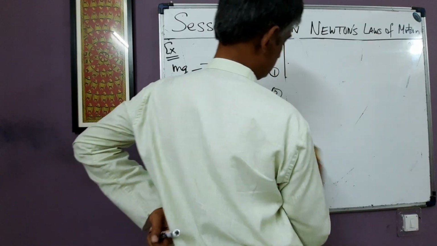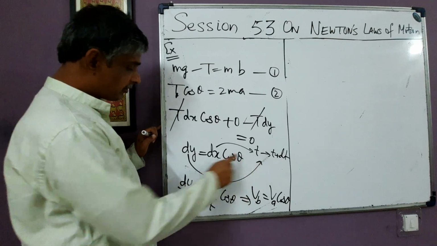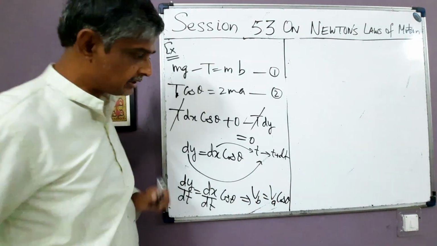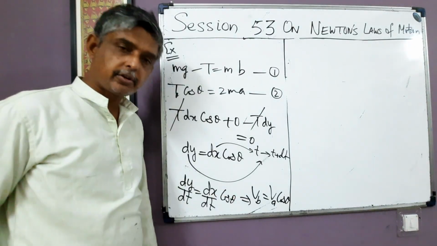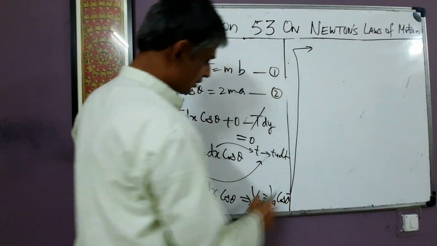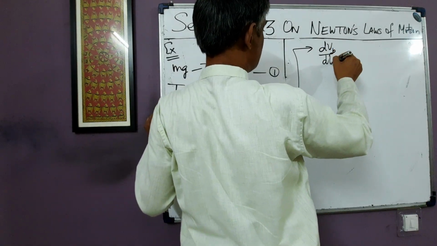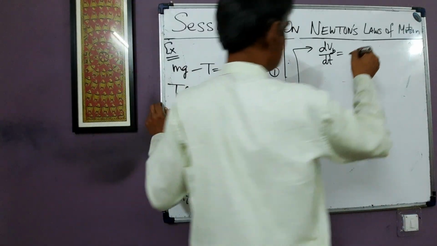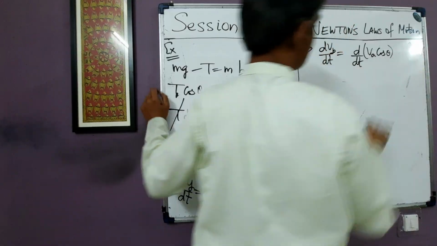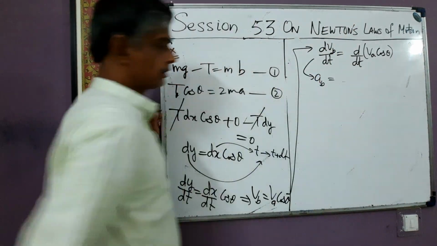So again see, the constraint relation for displacement and the constraint relation for velocity have the same format. Both have identical formats, you can see. Now we have to write down the constraint equation for acceleration. This equation is valid for all instants, so I differentiate it with respect to time on both sides. So dVb by dt equals d by dt of Va cos theta. So the left side becomes ab.